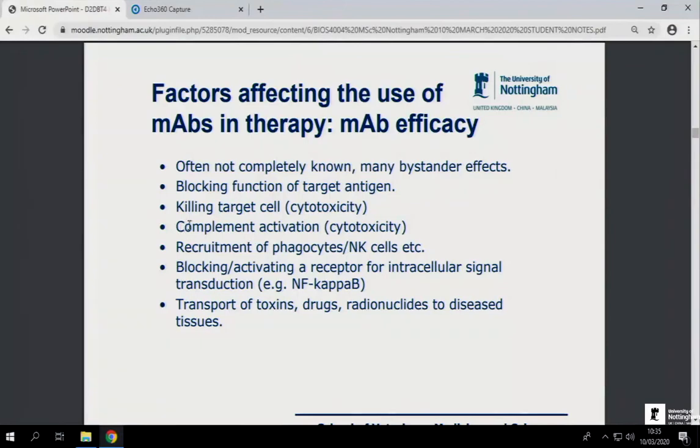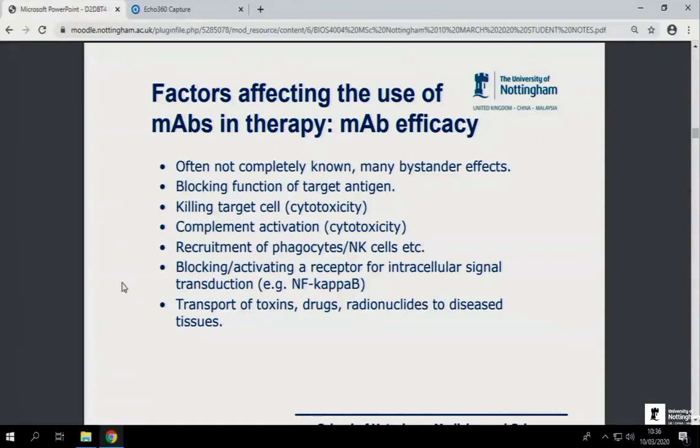It might activate other systems that will kill the cell, and that's called a system called complement. Never mind really what it is, but that's a system of proteins and enzymes which will destroy cells that are activated at the surface. There could be a recruitment of other cells that do the job for you, like phagocytes, that's cells that eat other cells, NK cells, for example, and I think Marcus Holgersen might have mentioned NK cells to you.